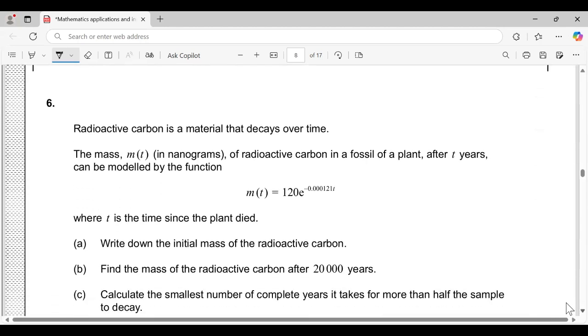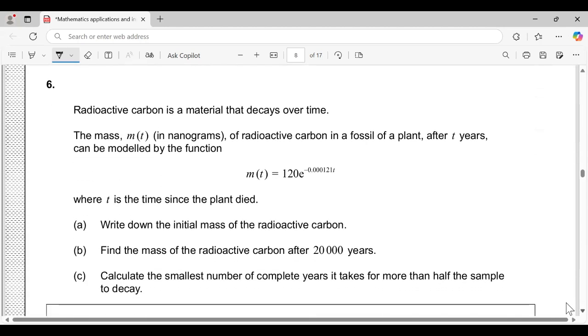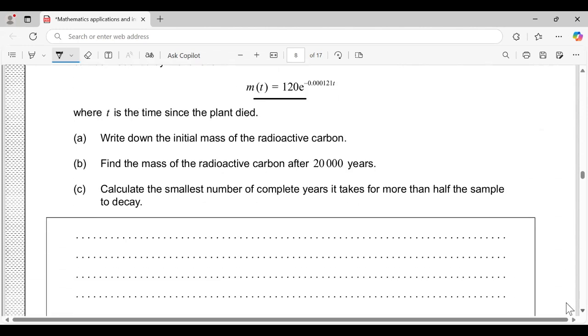Number 6. Radioactive carbon is a material that decays over time. The mass M(t) in nanograms of radioactive carbon in a fossil or plant after t years can be modeled by this function, where t is the time since the plant died. Write down the initial mass of the radioactive carbon.